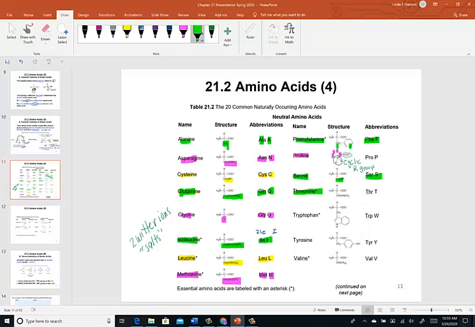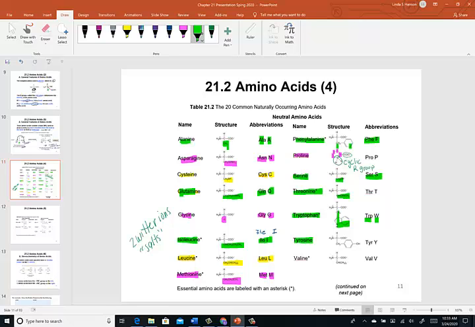Threonine, CHOH, CH3. Of course, it has T-H-R followed by T for the 3-letter, 1-letter code, respectively. Tryptophan, it has an R group that's quite extensively aromatic. A 5-membered aromatic ring as well as a 6-membered aromatic ring. TRP and W are its 3-letter and 1-letter code, respectively.